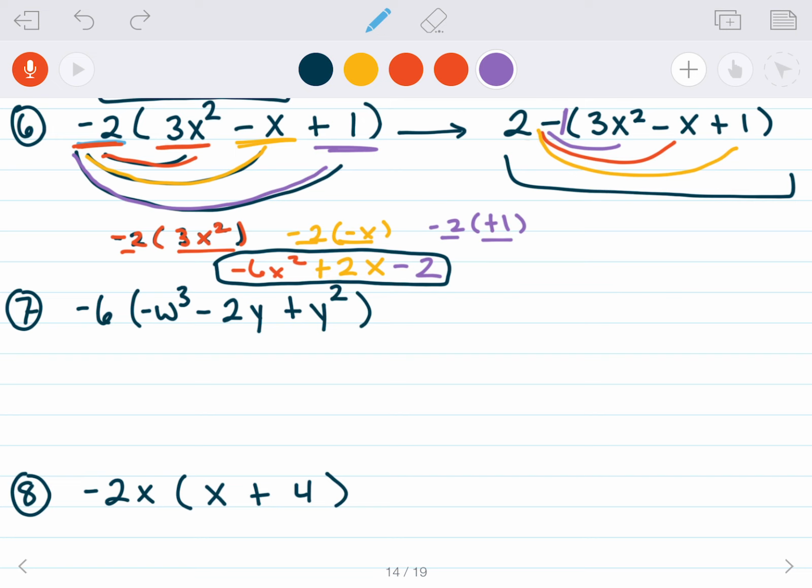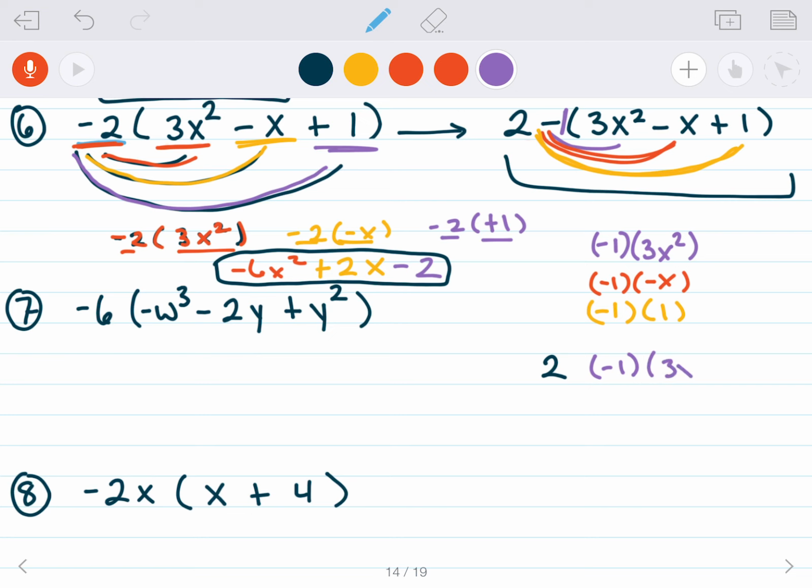We do the distribution. Negative 1 times 3x squared, okay? Then we have negative 1 times negative x, and then finally we have negative 1 times positive 1. Okay, so let me just carry everything else down. That 2 is still just hanging out, okay? With the distribution, we have negative 1, 3x squared, negative 1, negative x, and I didn't leave myself enough room, but negative 1, positive 1.